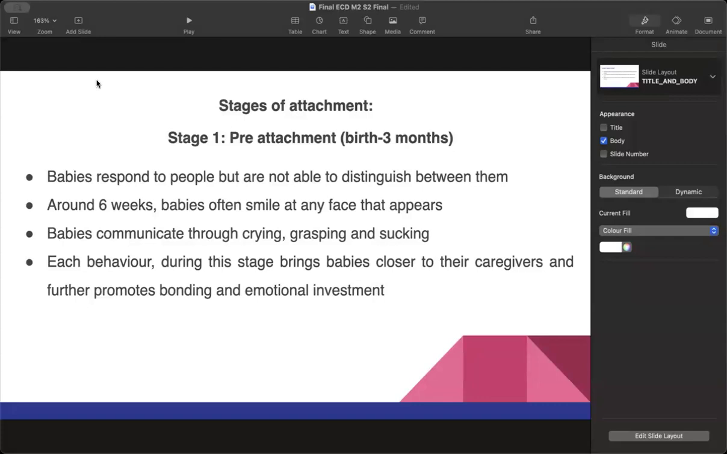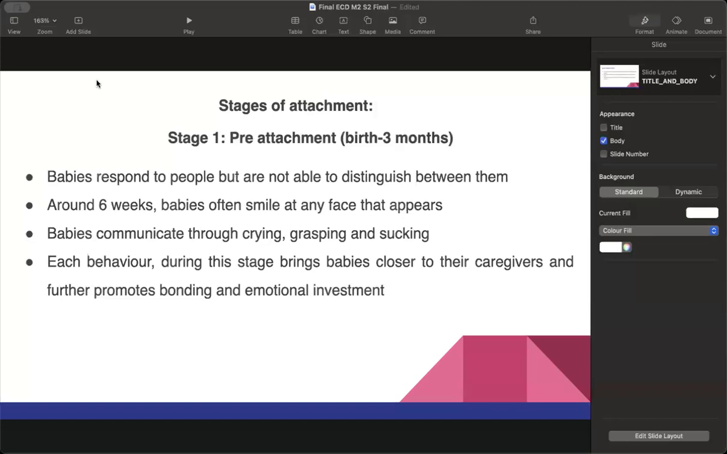Stages of attachment. Stage 1, pre-attachment, birth to 3 months. Babies respond to people but are not able to distinguish between them. Around 6 weeks, babies often smile at any face that appears. Babies communicate through crying, grasping, and suckling. Each behavior during this stage brings babies closer to their caregivers and further promotes bonding and emotional investment.